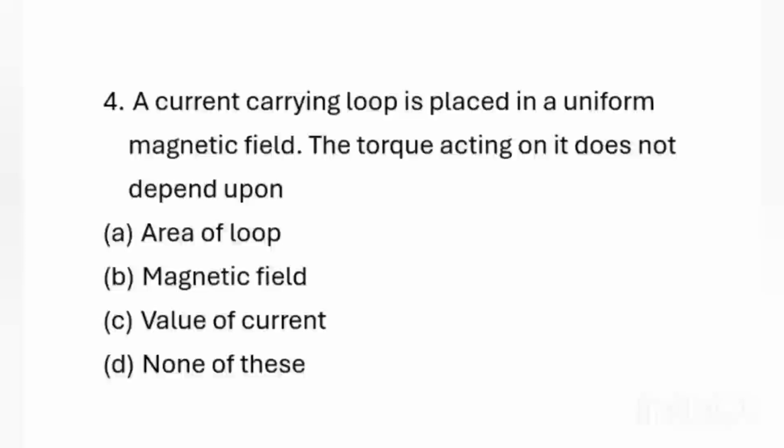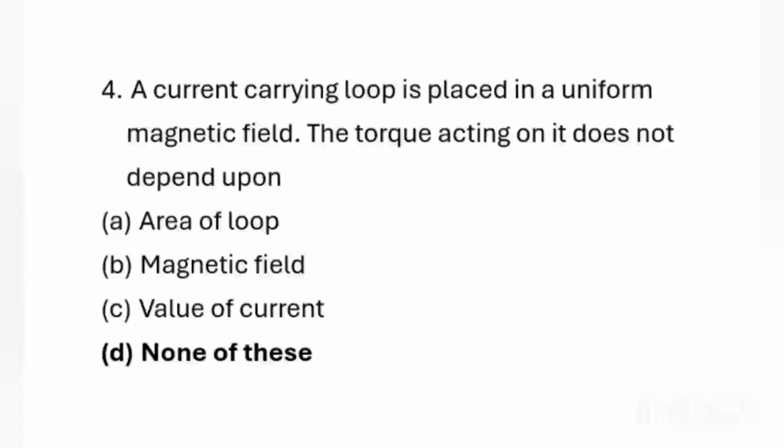Question number 4. A current carrying loop is placed in a uniform magnetic field. The torque acting on it does not depend upon option A, area of the loop, option B, magnetic field, option C, value of current, option D, none of these. Here the correct answer is option D, none of these.